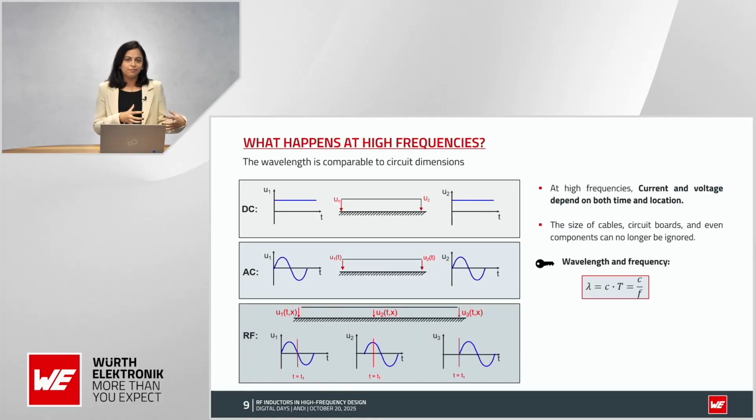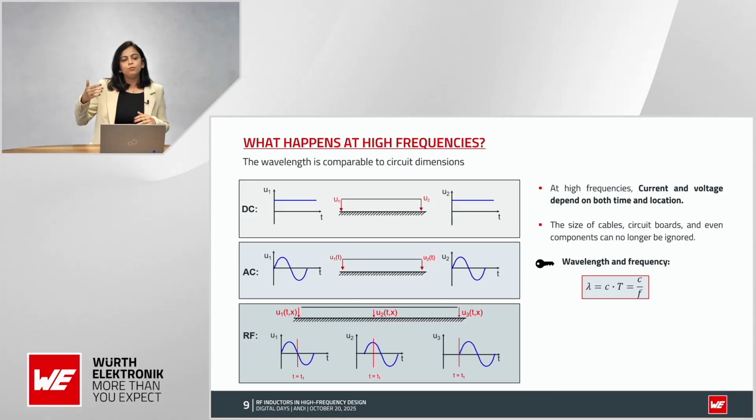With such small wavelengths and such high frequencies, what's actually changing? First, the wavelength becomes comparable to the circuit dimensions. In DC circuits, the current and voltage are constant across the conductor. When we talk about low frequency AC circuits, the wavelength is so huge, maybe thousands of kilometers, compared to our circuit dimensions, that the entire wire sees the same voltage and current at any instant. So that means it is location independent.